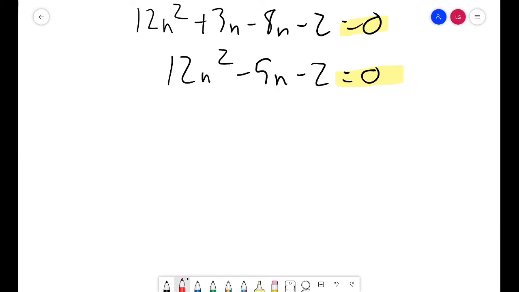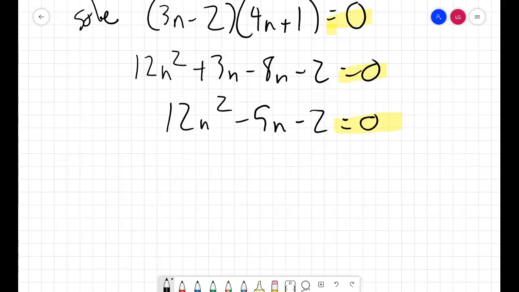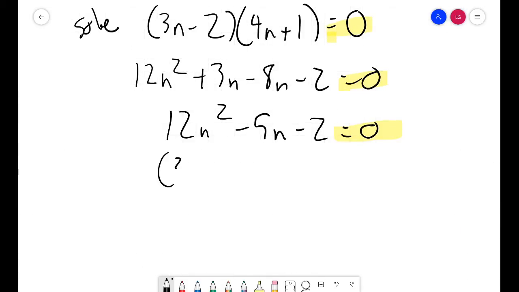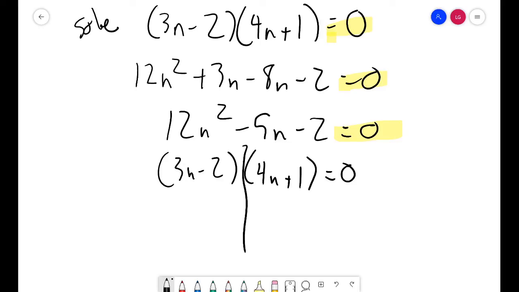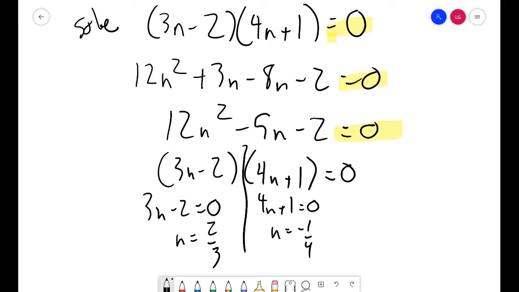That's why we're looking to have 0 on one side of the equation. That's why we're able to look at separate factors and assess when they are 0 separately, because it doesn't matter that the other term is non-zero, because it's multiplying by 0. So we're going to solve this. n equals 2/3 or n equals negative 1/4.